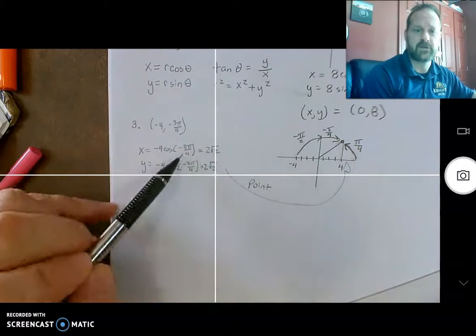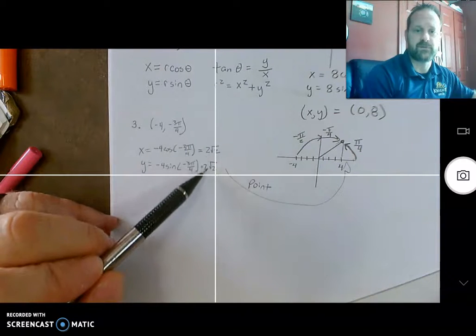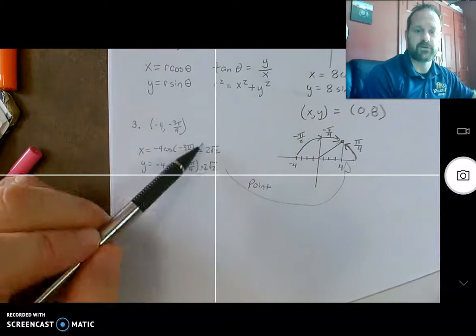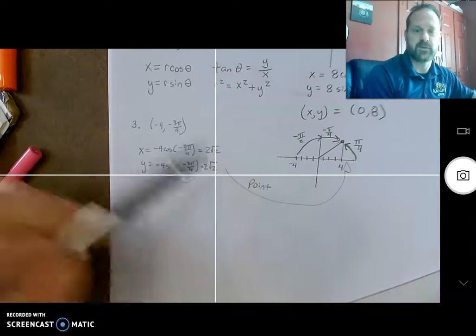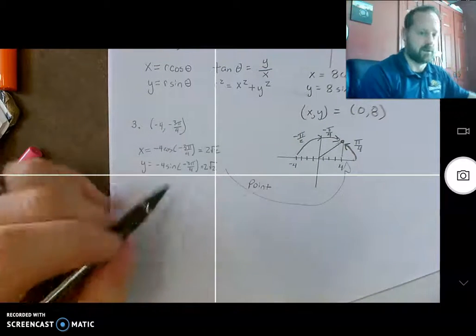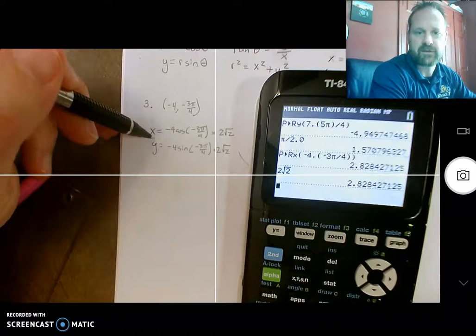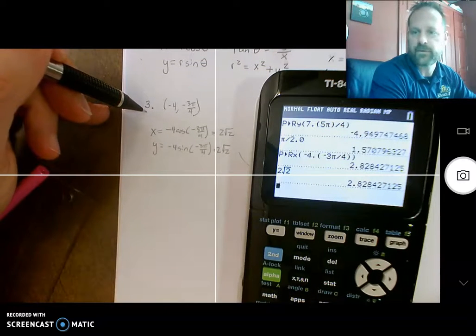How do we get rectangular? Plug the points into our x and y equations. Both turn out to be 2 radical 2 and 2 radical 2, or you could do a decimal approximation. So x and y, there's my point: 2 radical 2, 2 radical 2 in rectangular. Okay, next problem. I did want to work number 7, but I'm going to just go ahead and use the value for 3. It's the same thing.